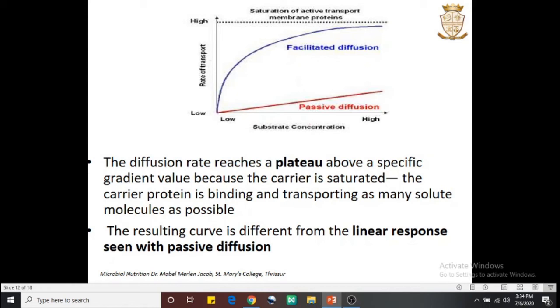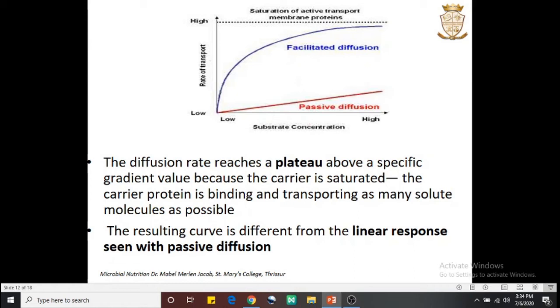Whereas in facilitated diffusion, as time goes on, the carrier becomes saturated. The carrier protein has bound and transported as many solute molecules as possible. Beyond that it cannot bind. So there is a plateau effect above a specific value, and that is seen in the case of facilitated diffusion.